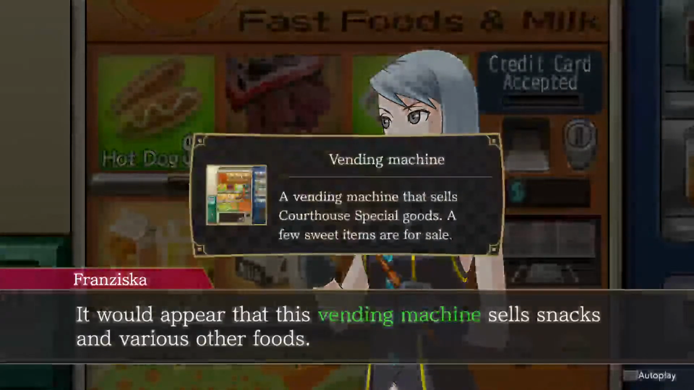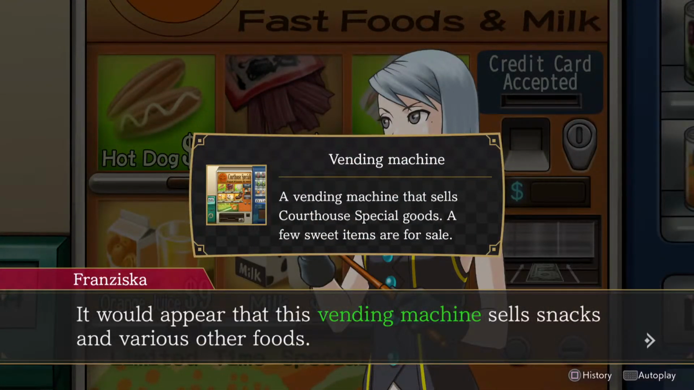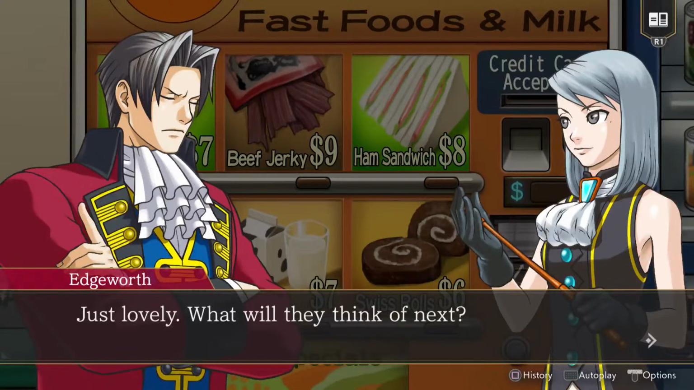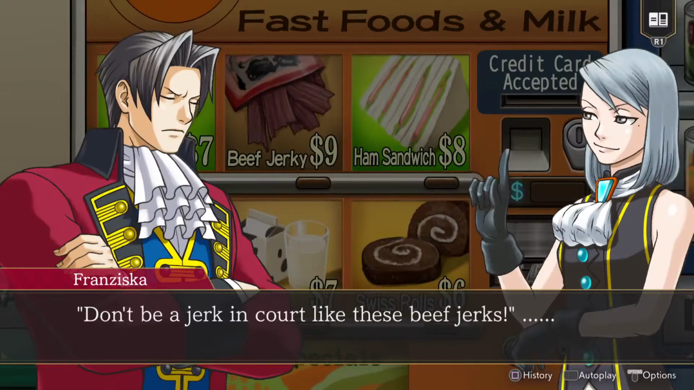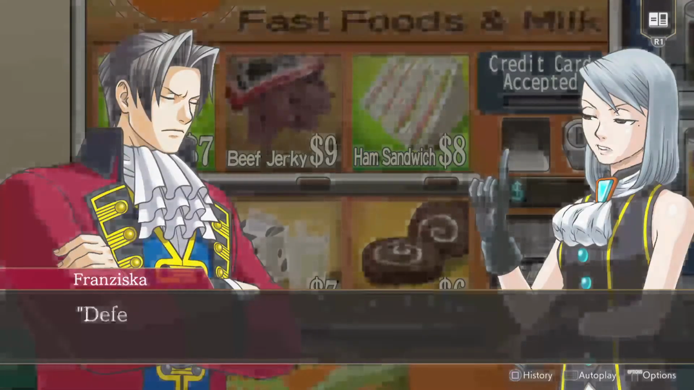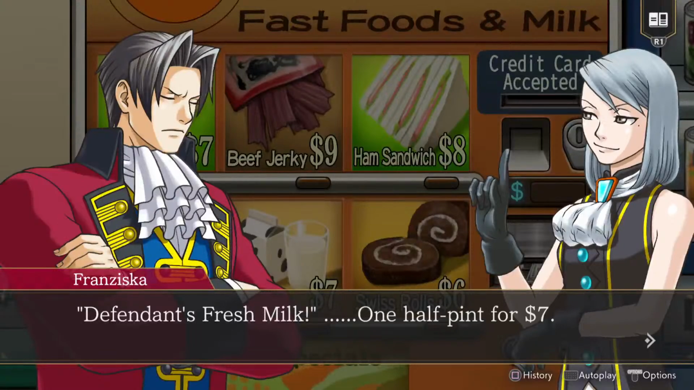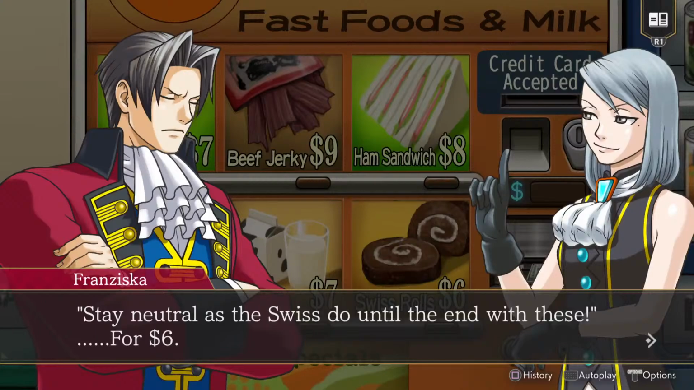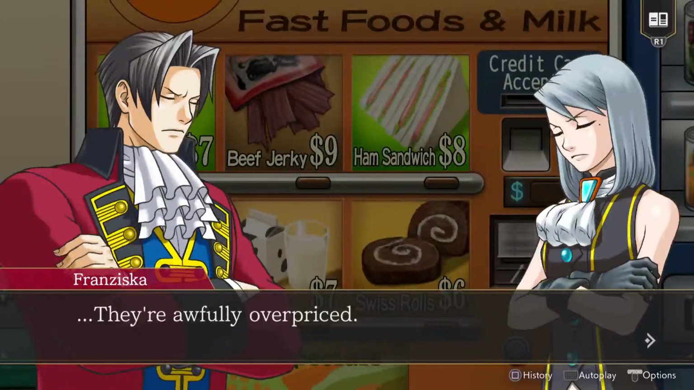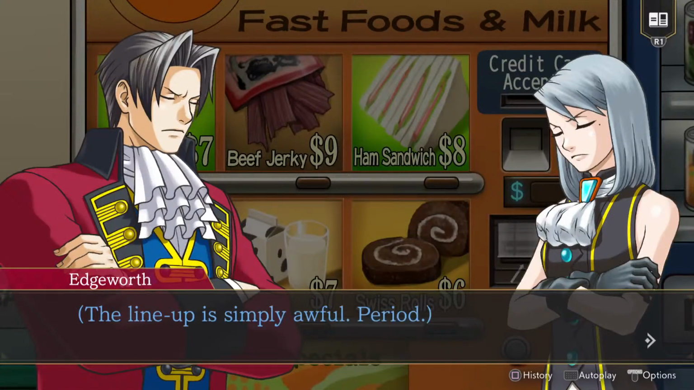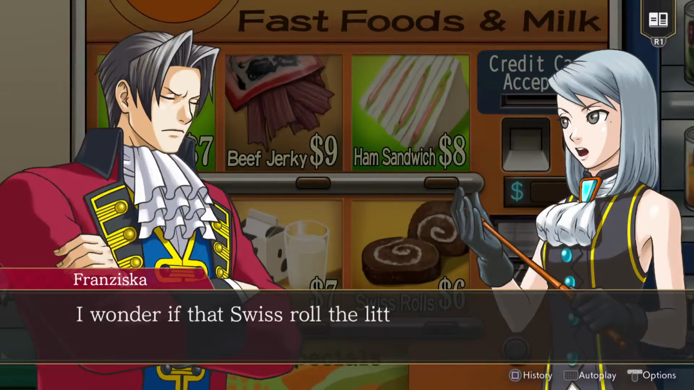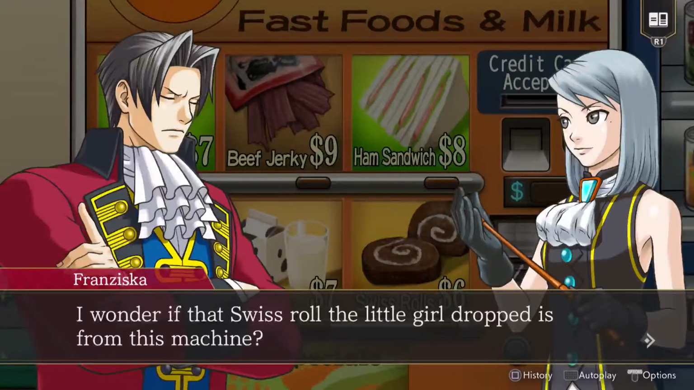It would appear that this vending machine sells snacks and various other foods. Just lovely. What will they think of next? Don't be a jerk and cork like these beef jerks. 1 packet for $9. Defendant's fresh milk, 1/2 pint for $7. Stay neutral as the Swiss do until the end with these for $6. They're awfully overpriced. The lineup is simply awful, period. Speaking of snacks, I wonder if that Swiss roll the little girl dropped is from this machine.